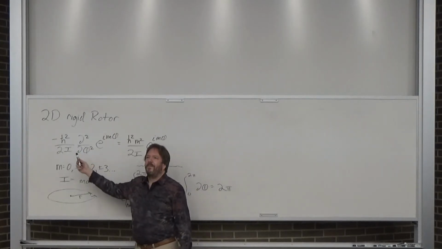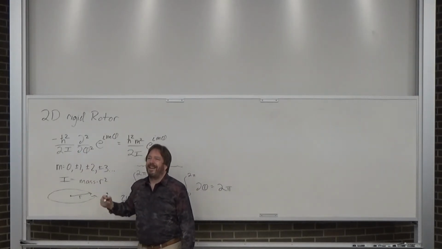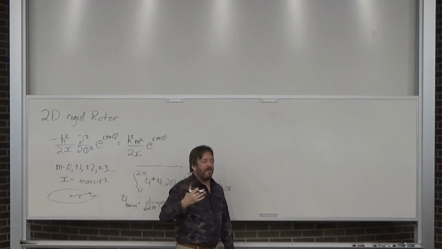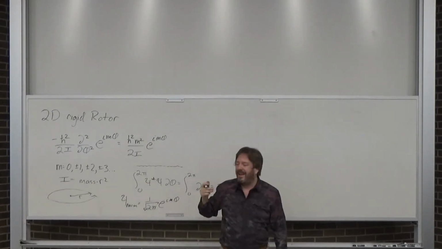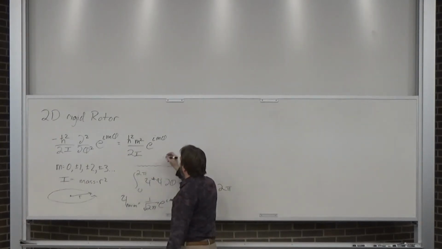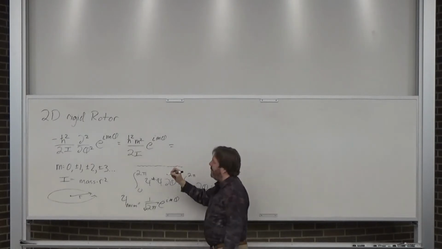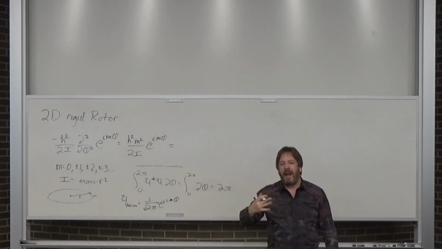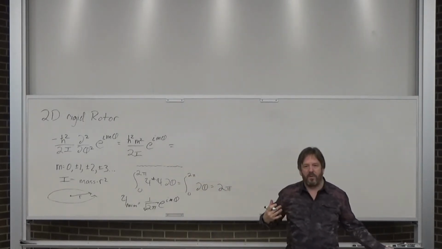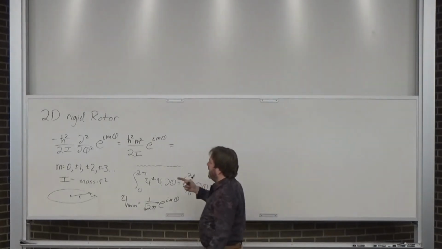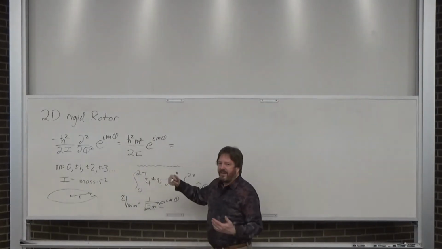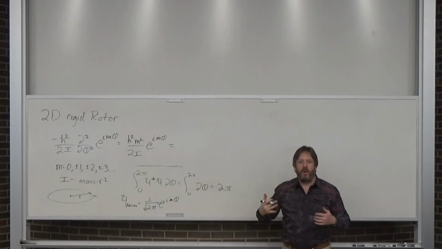Last bit I wanted to cover, I didn't mention this last time. Recall that we can call the Hamiltonian angular momentum squared over 2I, right? Just like when we were in x, y, and z, it's p squared over 2m.